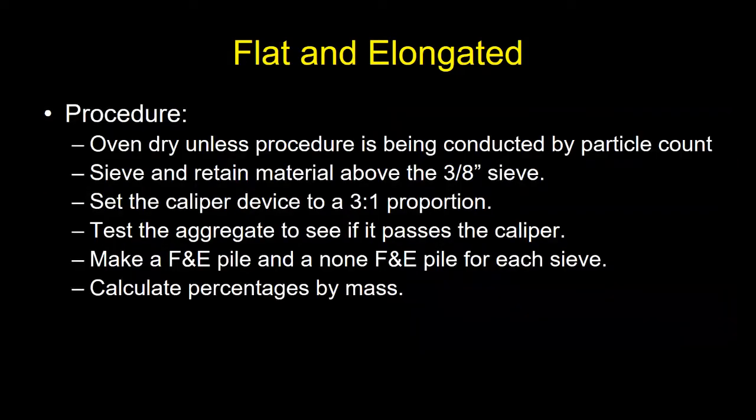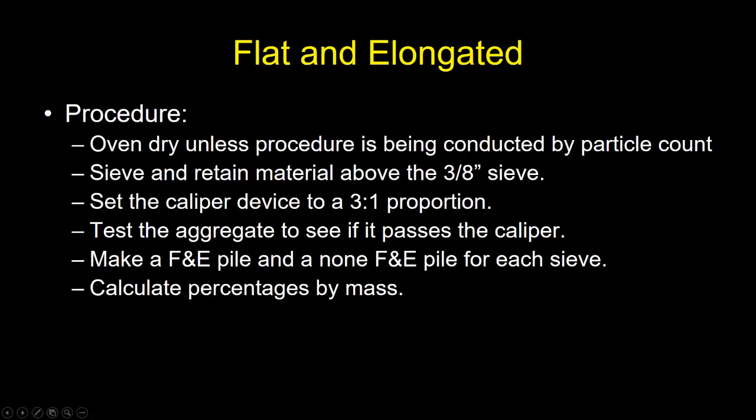The procedure is very similar to the other ones. You want to oven dry your aggregate, make sure it's not filled with water. It's easiest if you oven dry it prior to doing testing, and then you can weigh it, and that way if you do a weight ratio, let's say you have 100 grams that passes through that's flat and elongated and 900 grams that doesn't, you don't want water to be in some of the aggregate and not in some of the others, so it lets you use the true weight of the aggregate.